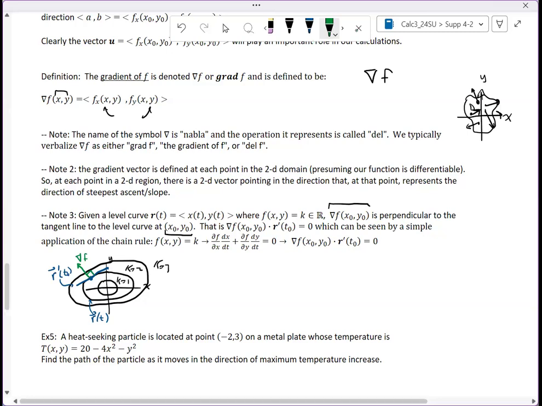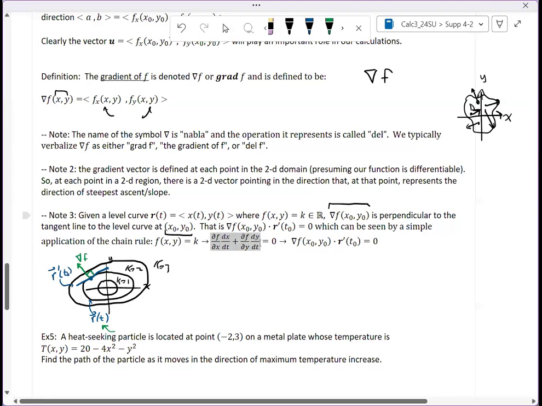And again, this is, like I mentioned here, a pretty simple derivation. We can just apply the chain rule to f of x, y equals k, taking the derivative with respect to t: partial f with respect to x, times dx/dt, plus partial f with respect to y, times dy/dt. And that's got to be equal to 0 because k is constant. So again, as I change t, I'm just going around this level curve, so k stays constant the whole time on that curve.